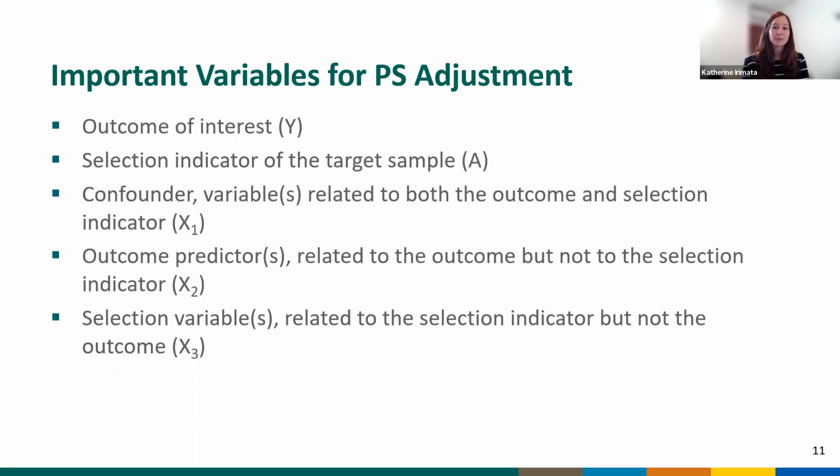And then the final type of variable that we'll be thinking about is selection variables. These are variables that are related to our selection indicator, but not to the outcome. This could be something like internet access or even age. We think these variables may not be related to asthma, but they could be related to whether or not we expect someone to participate in a web survey.